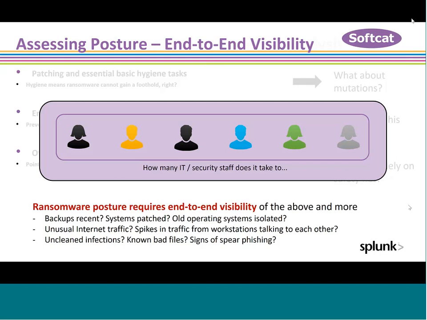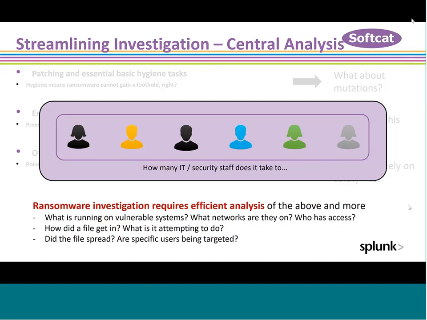The next pillar, central analysis. So I think I've got an issue. The first one is understanding how well would I defend against an issue. The second one is, I think I've got a problem, but I need to validate it. So, what executables or hashes are running on vulnerable systems? What networks are they on? Who's got access to those? How did a file get in?